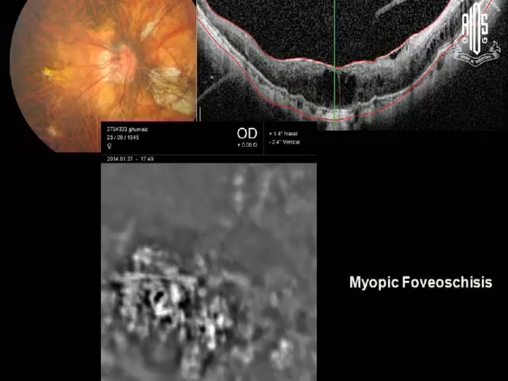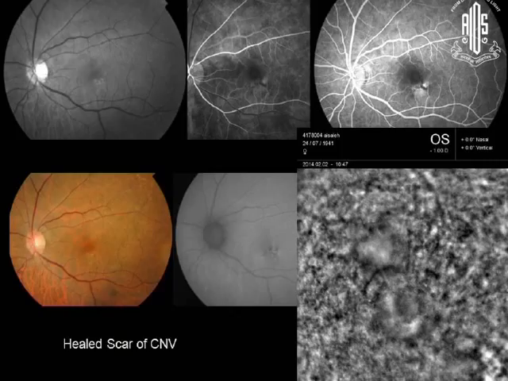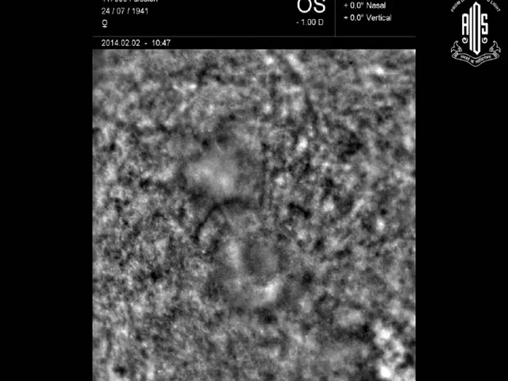This is a patient with myopic foveoschisis, again showing the loss of the photoreceptors. Or the macular hole. You can see here the macular hole, and it can be used to monitor to see whether it can be restored or not. This is the patient with CNV who has received treatment, shows the healed scar, but the photoreceptors you don't see on adaptive optics.